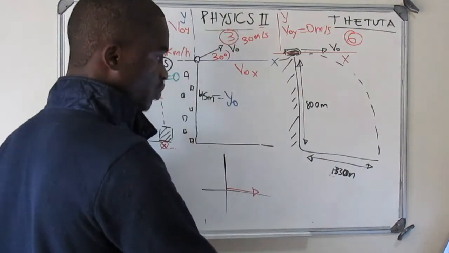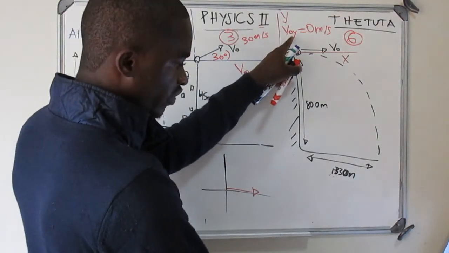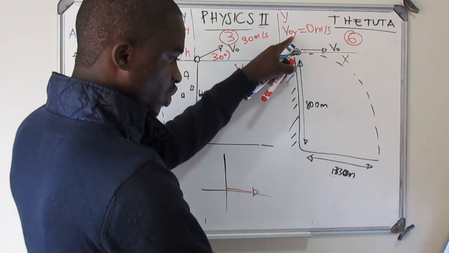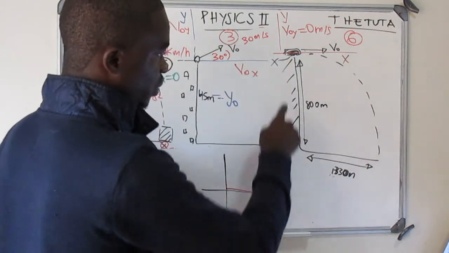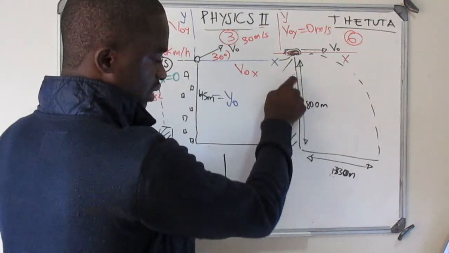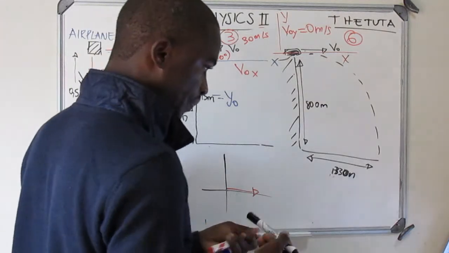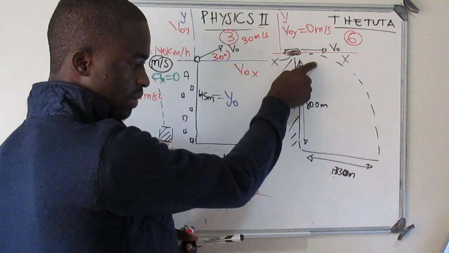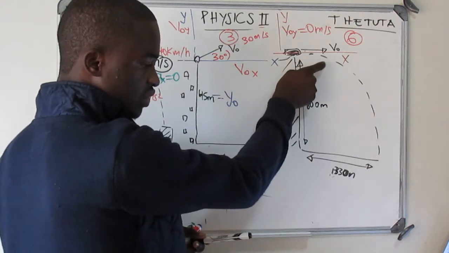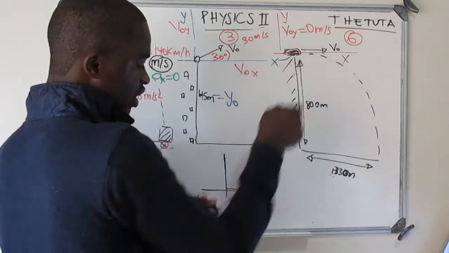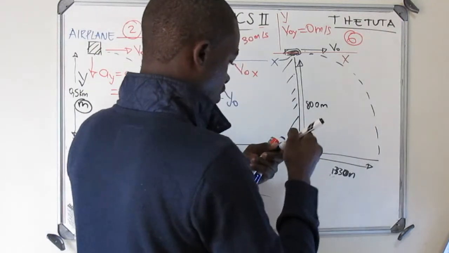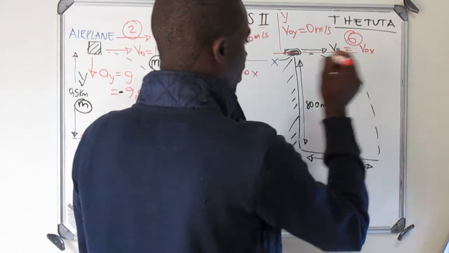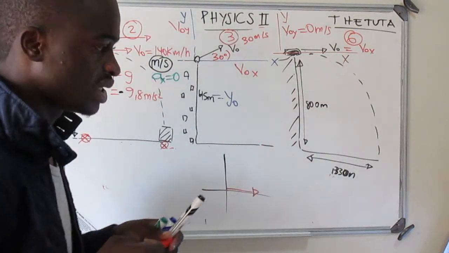Okay, so that's basically what we are going to do with this question. We observe that in y we don't have any velocity, we don't have any speed. The question that was asked was to find the initial velocity. The initial velocity is going to be equal to the velocity in x, because the initial velocity will be equal to the velocity in x.